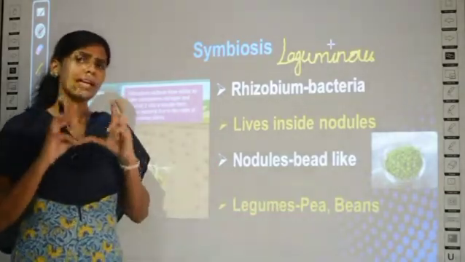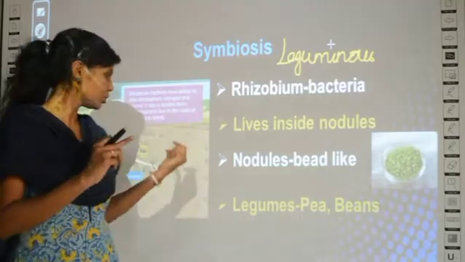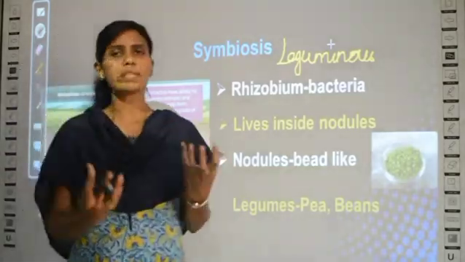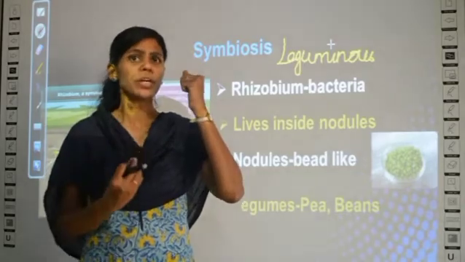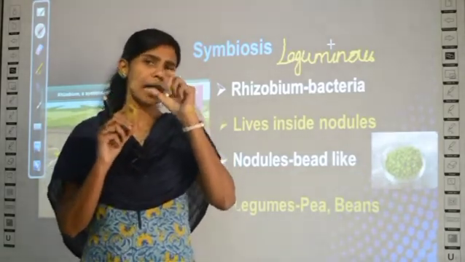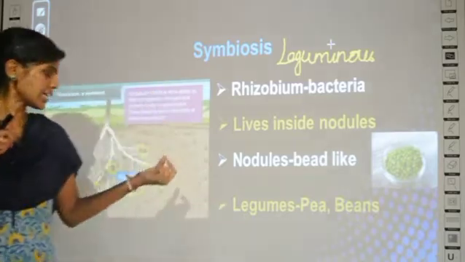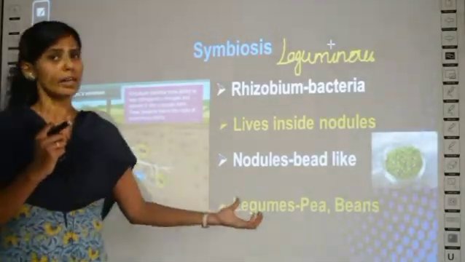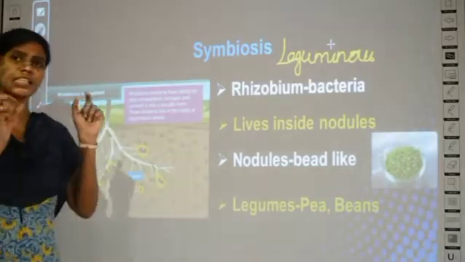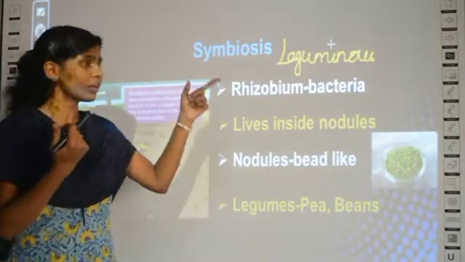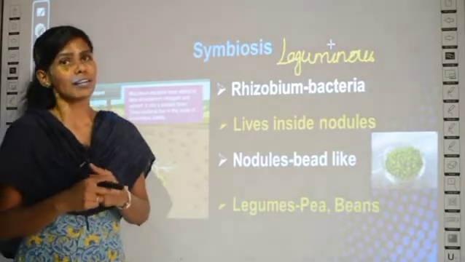Only in leguminous plants are there root nodules. Suppose you happen to see these plants somewhere, just pull out a plant and you can check the roots, and those roots will have these bead-like, bundle-like structures in all the leguminous plants. Inside this bead-like structure, what can you find? You can find a bacteria called rhizobium.